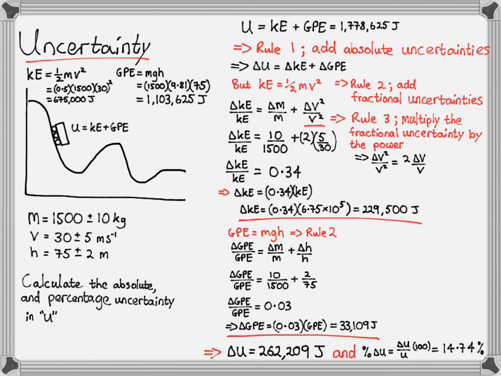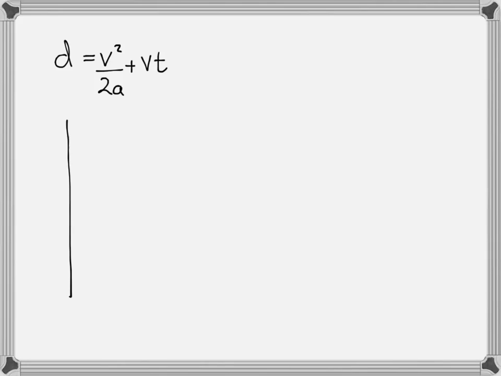I'm calling this the percentage uncertainty here, percentage delta U. Really, I should probably express it like this, but you get what I mean anyway. So the percentage uncertainty in U is the fractional uncertainty in U multiplied by 100, which gives me 14.74%. Okay. Now, let's look at some graphical analysis here.